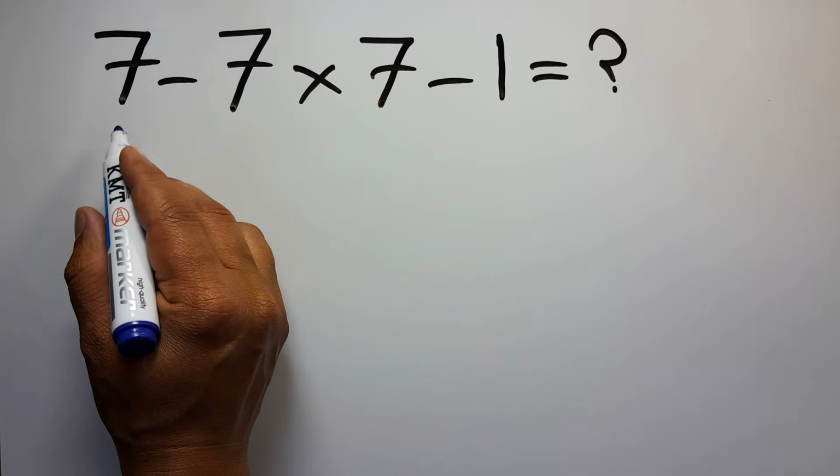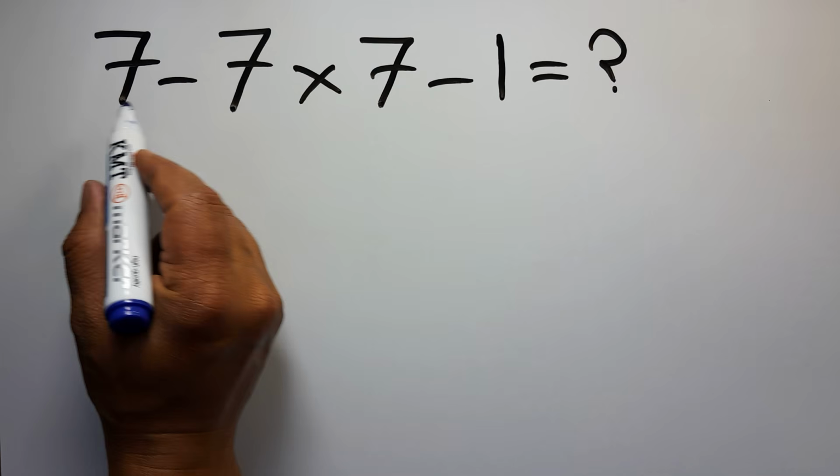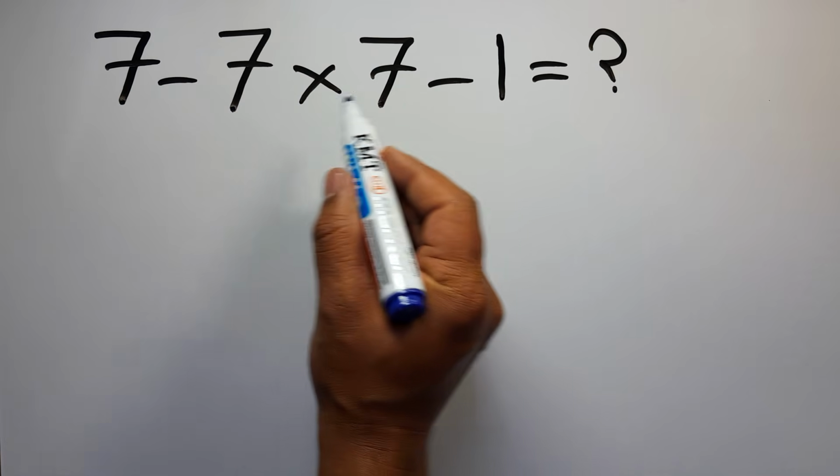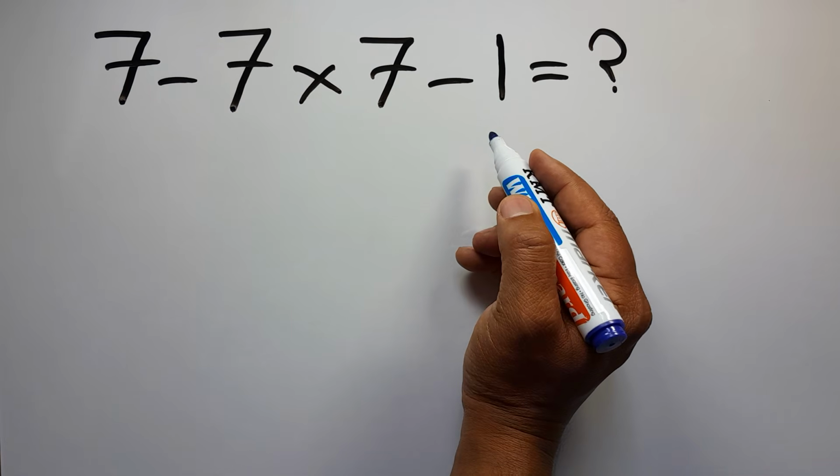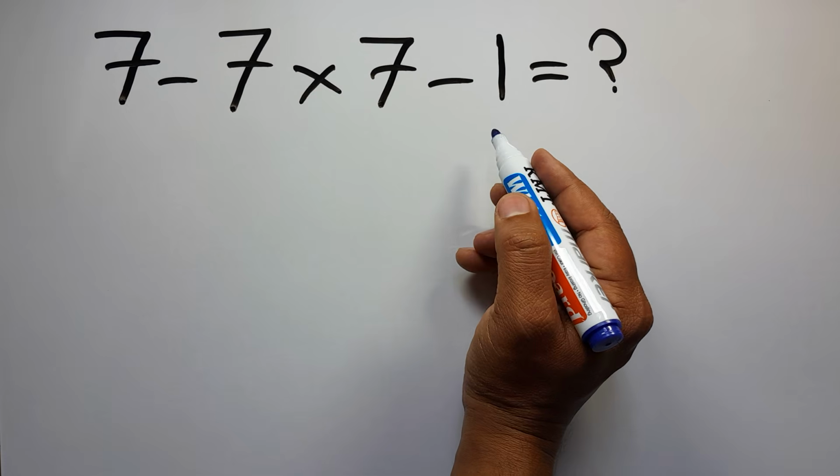In this video, we want to find the value of this expression: 7 minus 7 times 7 minus 1. Are you ready to solve? Let's go ahead and get started.